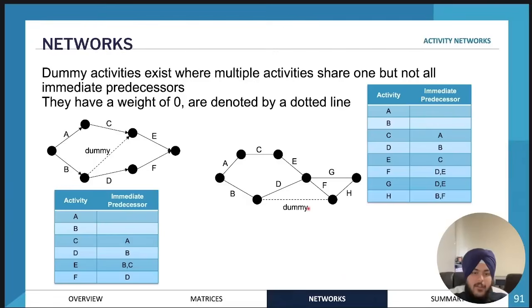Dummy activities have a time of 0. They don't take any time. It's just there to make sure the activity network is correct.